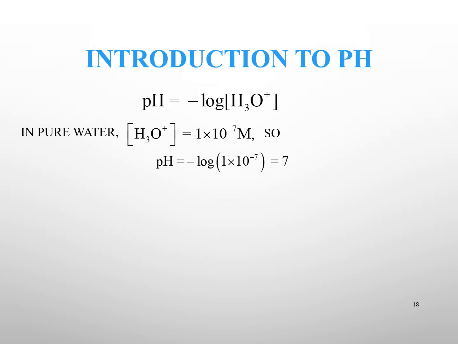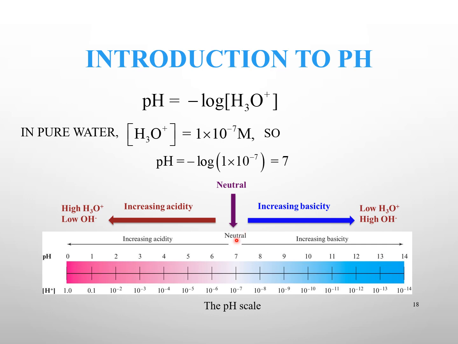While we're talking about acids and bases, it's good to learn about pH. The definition of pH, the formula, is pH equals minus log of the concentration of hydronium ion. In pure water, the hydronium ion concentration is 1 times 10 to the minus 7. So pH is minus log of 1 times 10 to the minus 7, so the pH for pure water is 7. So 7 is the neutral point here, and that's the 10 to the minus 7 concentration.